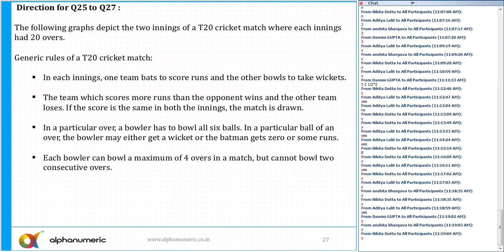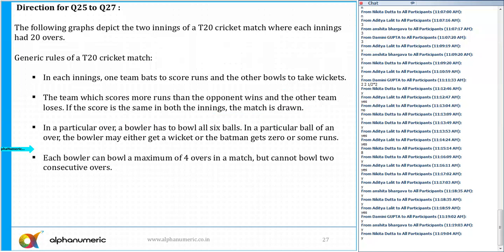Okay, 25 to 27. So it says the following graph depicts the 2 innings of T20 cricket match where each inning had 20 overs. General rules of a T20 cricket match. In each innings, one team bats to score runs and the other bowls to take wickets. The team which scores more runs than the opponent wins and the other team loses. If the score is the same in both the innings, the match is drawn.